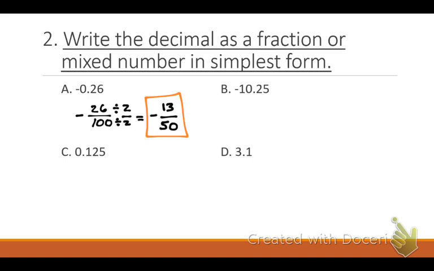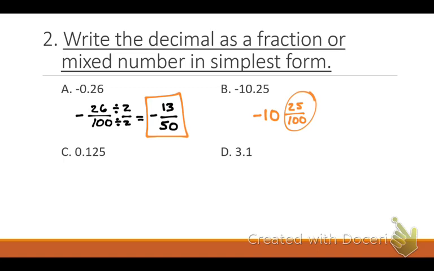Let's go on to problem B. What's my whole number in negative 10.25? 10. Not just 10, but negative 10. Okay, so we know we've got negative 10. Now I have this part right here, 0.25. What place is that 5 in? Hundredths. So then I know that that means 25 100ths.